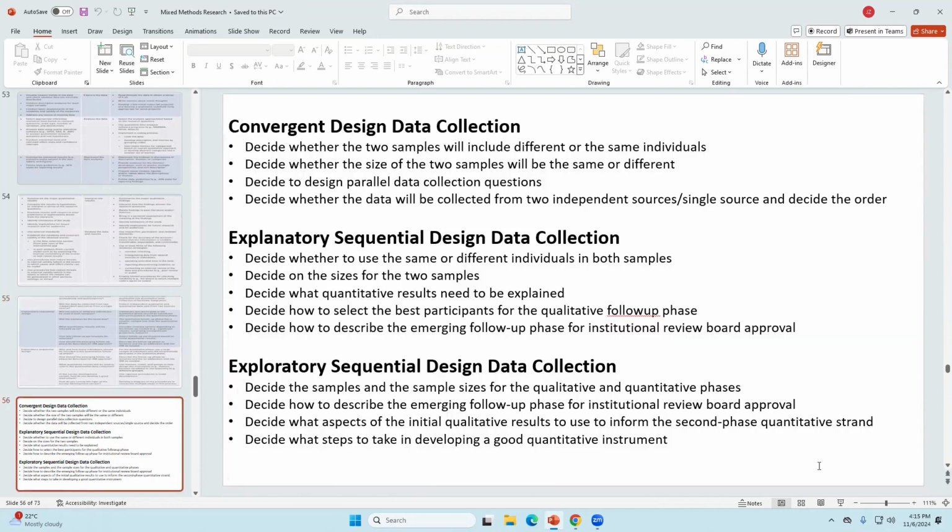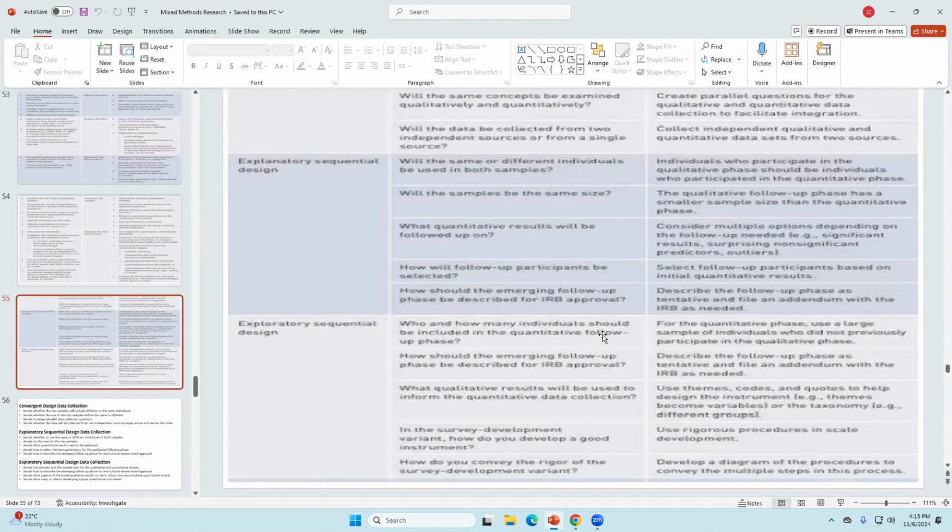Exploratory design. Who and how many individuals should be included? Because the first phase is qualitative with a small sample, and the second phase is quantitative with a large sample. So what should be done? For the quantitative, use a large sample of individuals who were not the participants also, because you have to take anybody whether they were in the first phase or not. You take 10 people in the beginning, now in the second phase quantitative, you just can't take 10 people, you have to take 100 people. Yes, those 10 might be included, but you need to take another 90. Sometimes those 10 might not be there. Who knows? That is not mandatory, but if possible, take them also. That is the way. Okay.